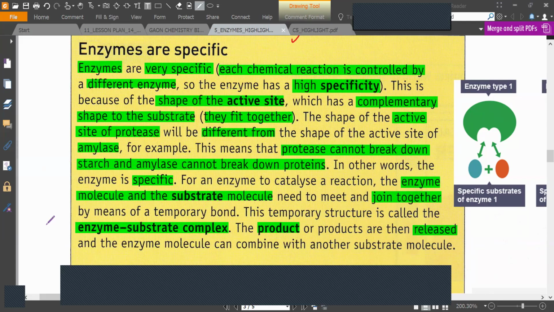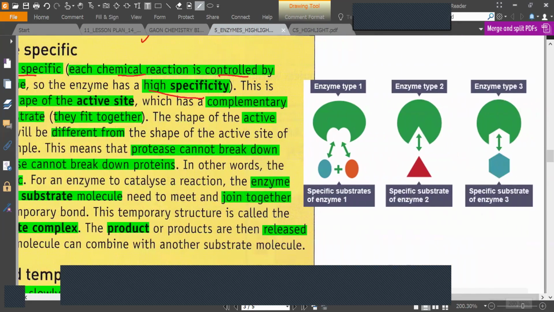Yeah. So enzymes, they are very specific. Each chemical reaction is controlled by a different enzyme. This is what we call high specificity. So we can see here, this enzyme can work for this substrate only. This enzyme can work for this substrate. This enzyme can work for this substrate. The shape must be right. If the shape is not right, it does not work.